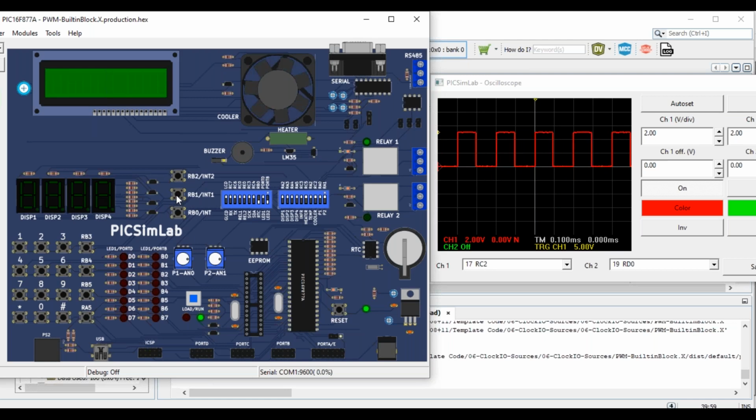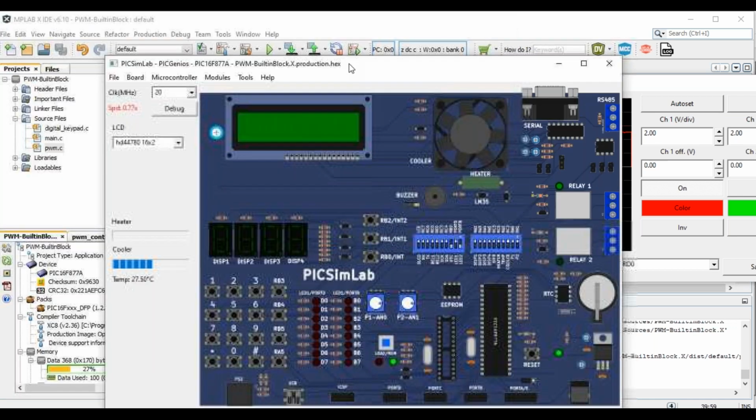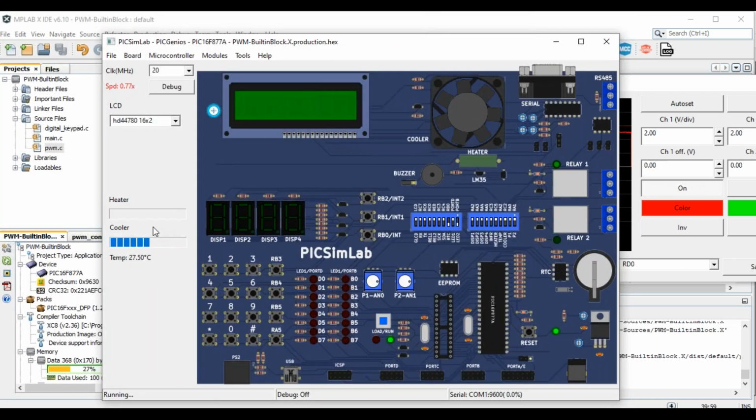So this way, with the help of the built-in block, you can actually make your microcontroller generate a required pulse of 50% duty cycle. The fan is on because the board is feeling the temperature is quite high. You can observe the temperature, it says 27.5 degrees Celsius. Because the temperature is quite high, there's a fan running. Is that clear?